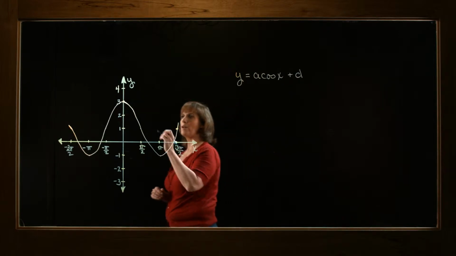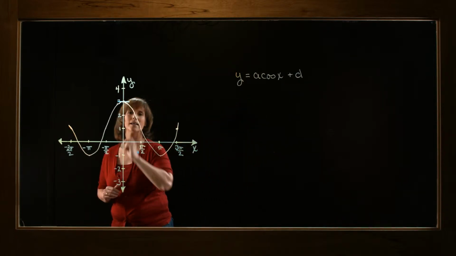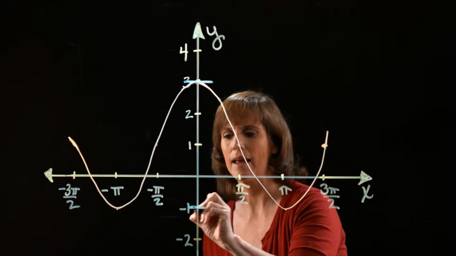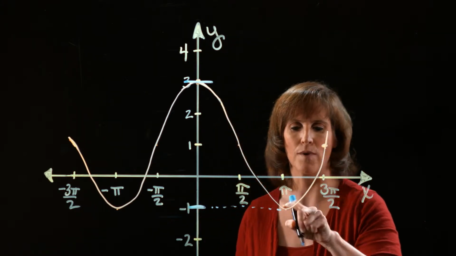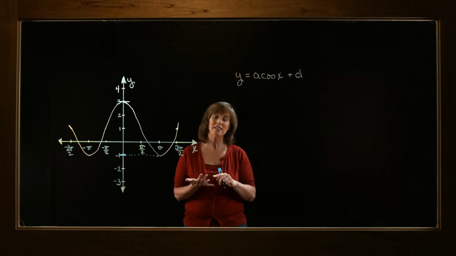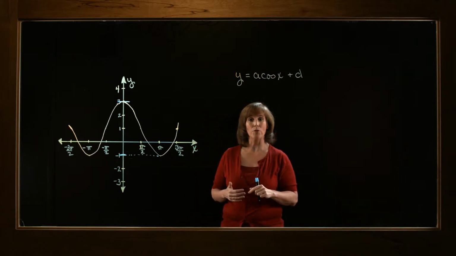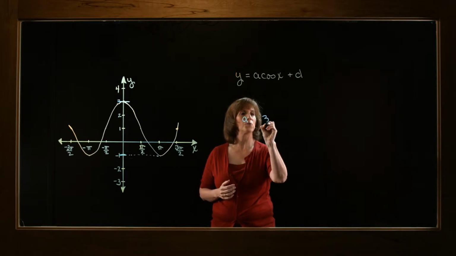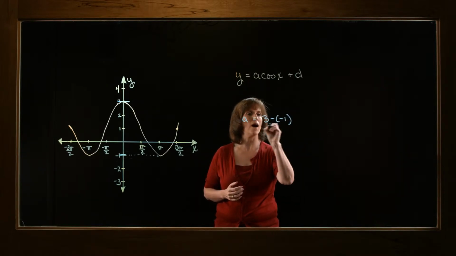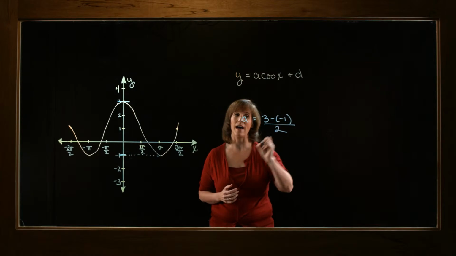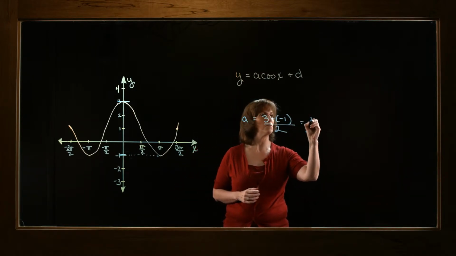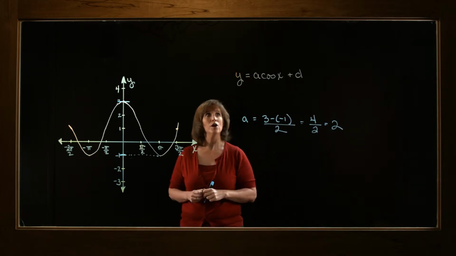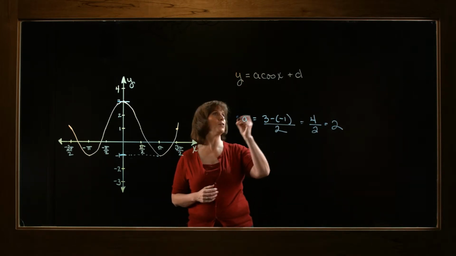So the maximum point on my graph happens at 3. The minimum point is happening at -1. It happens right there. So if I subtract -1 from 3, I have 3 minus a -1, and then I'm going to divide by 2. This gives me 4 divided by 2, or 2. So my amplitude is 2.